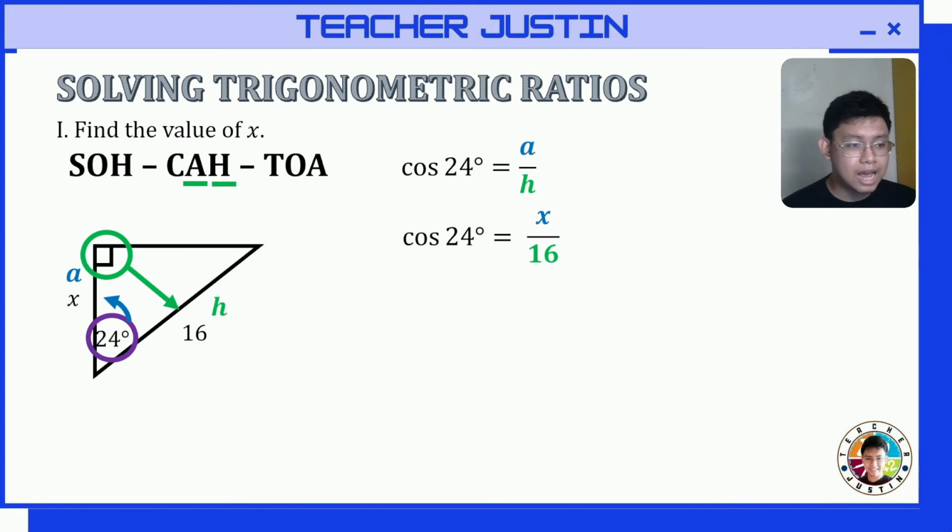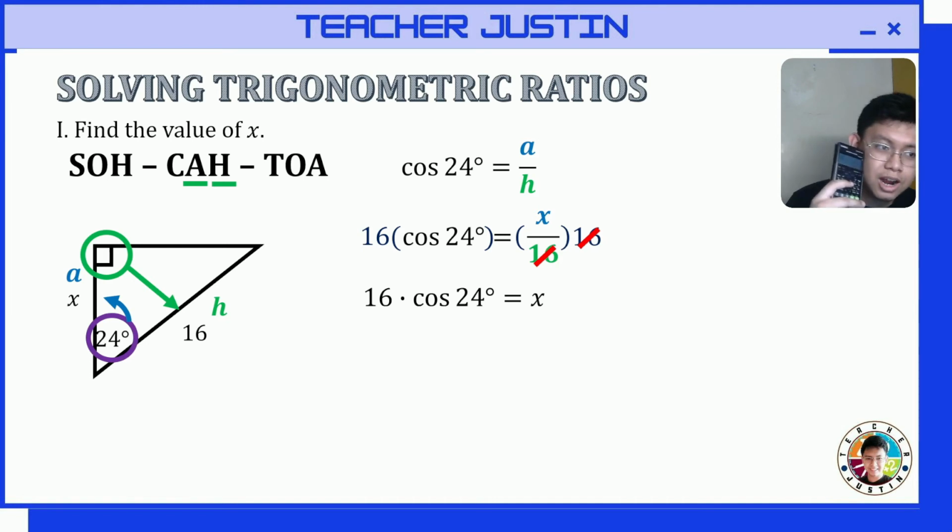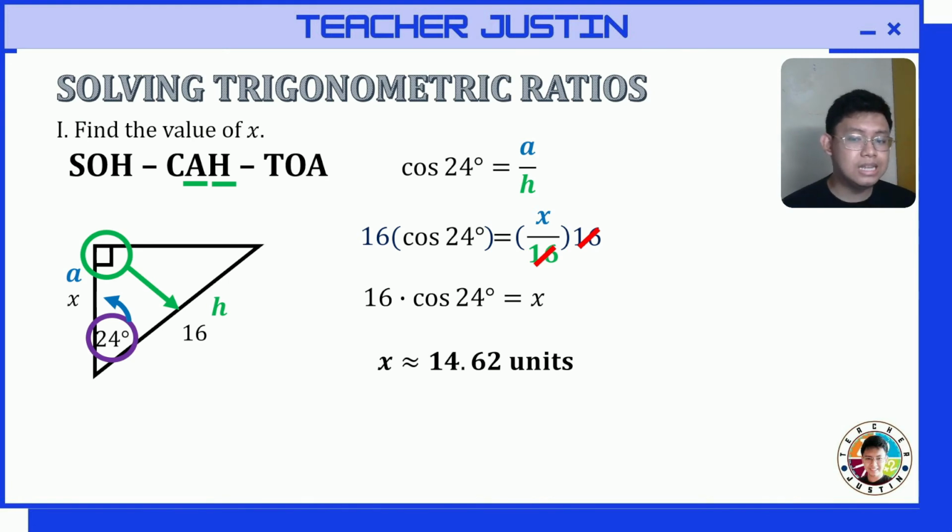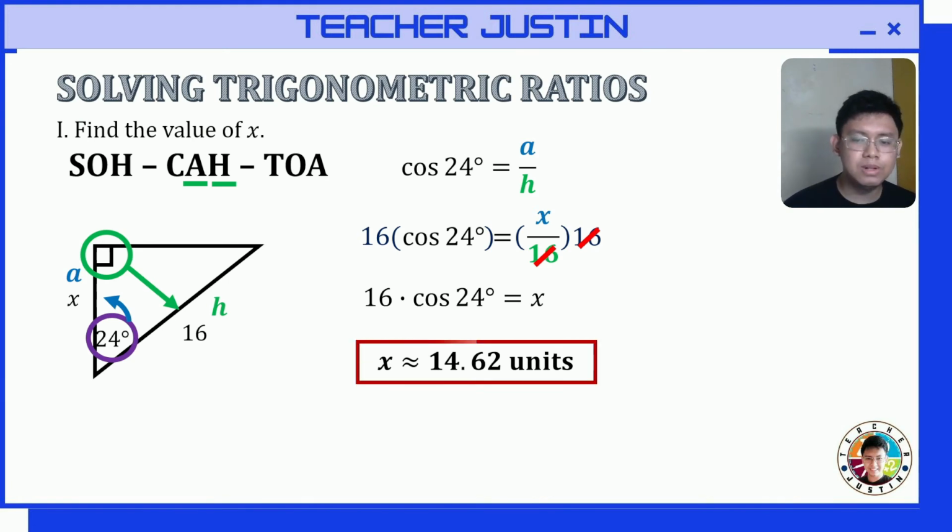Then, let's isolate the variable x by multiplying both sides by 16, giving us 16 times cosine 24 degrees is equal to x. So using our scientific calculator, let's compute 16 times cosine 24 degrees. That will give us an approximate value of x, which is 14.62 units. And that will be our final answer.